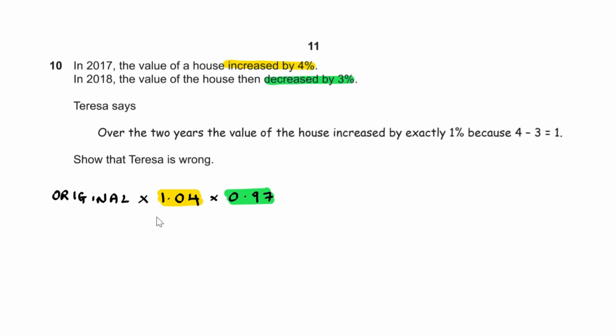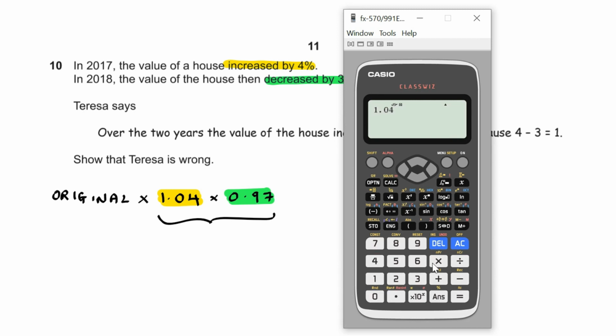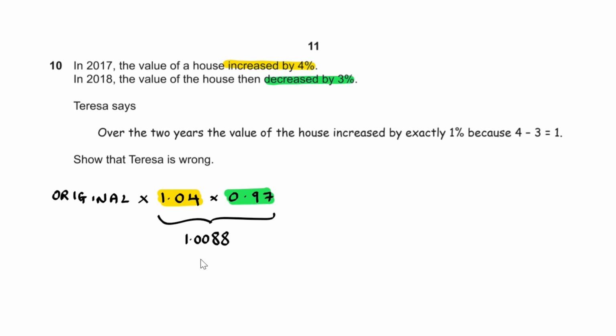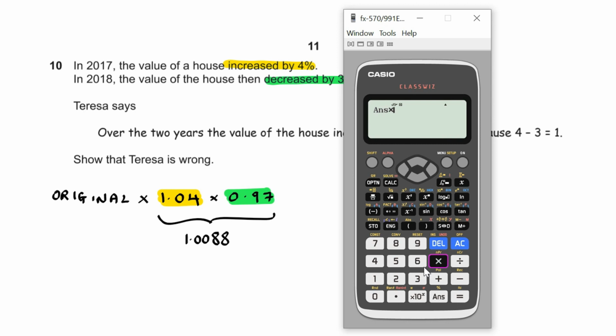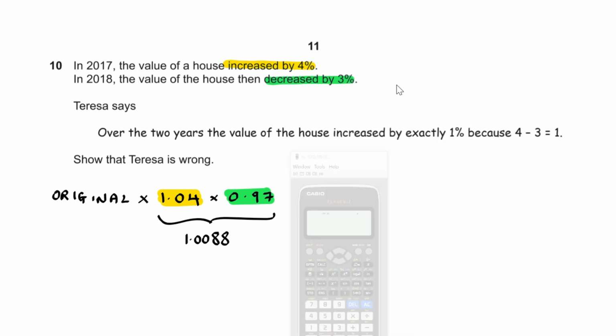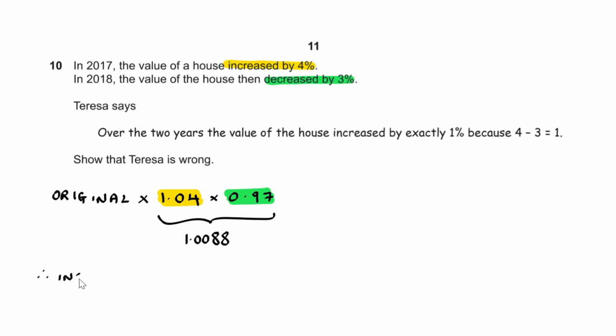So therefore, if we attempt to tidy this up, this tells us how much we have increased by. We've got 1.04 times 0.97, which is 1.0088. So therefore, overall, if we work out what that is as a percentage, you can see we've increased by 0.88% overall. So therefore, we have an increase of 0.88% overall.